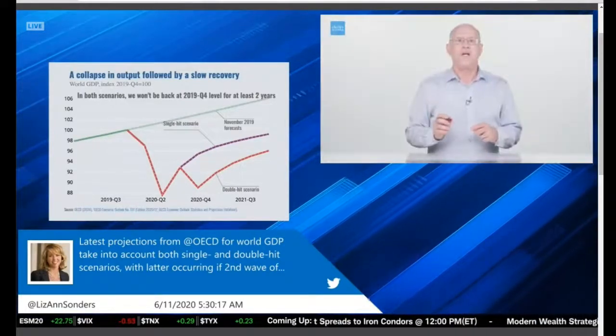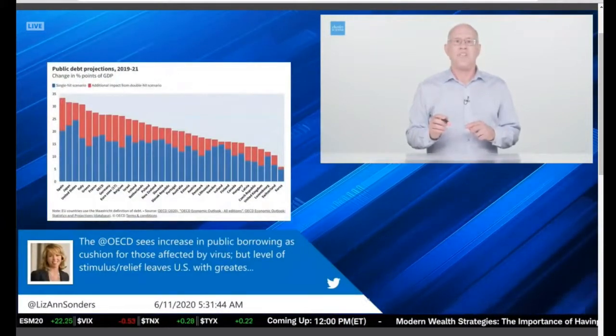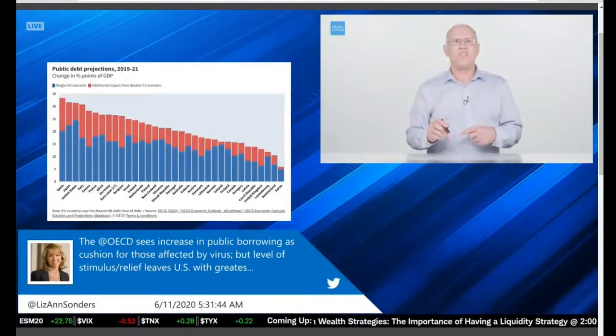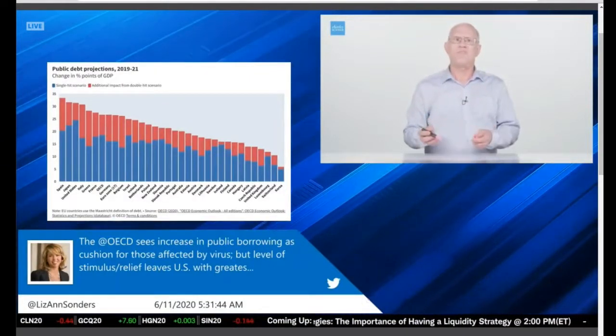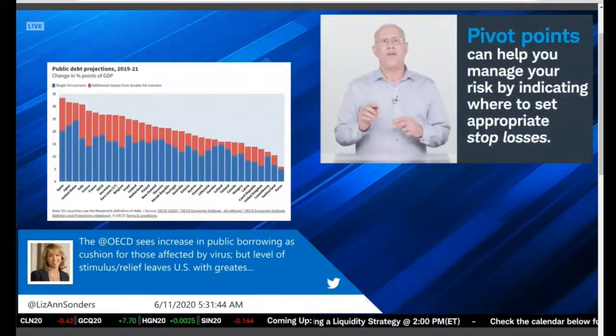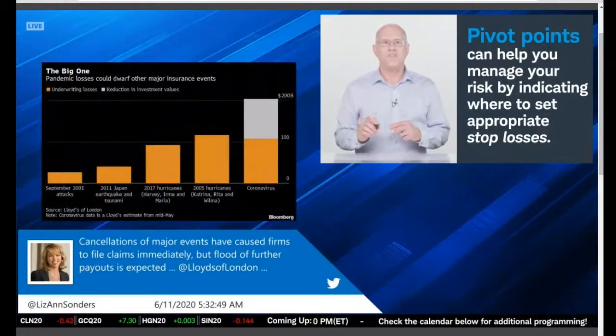So remember, a break through any pivot level can indicate an opportunity. If the stock or index has been rising and then starts to reverse, you can short the same stock or index you were previously long. Besides setting targets, pivot points can help you manage your risk by indicating where to set appropriate stop losses.